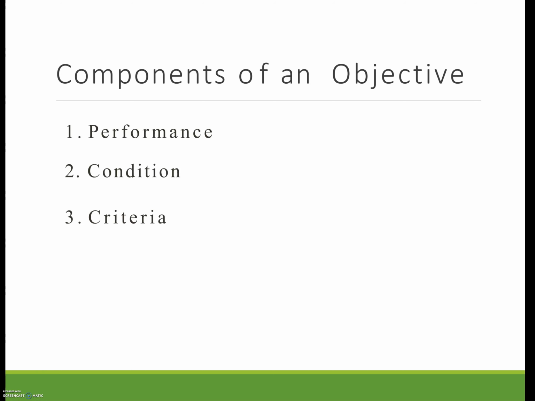So the components of an objective that are outlined in the Branch book in Chapter 2 are really specific. The first, of course, is performance itself. The second is the condition under which the performance will be performed or executed. And then the third, of course, is the criteria. So by what standard are we expecting the performance objective to be met? Let's look at these one by one.